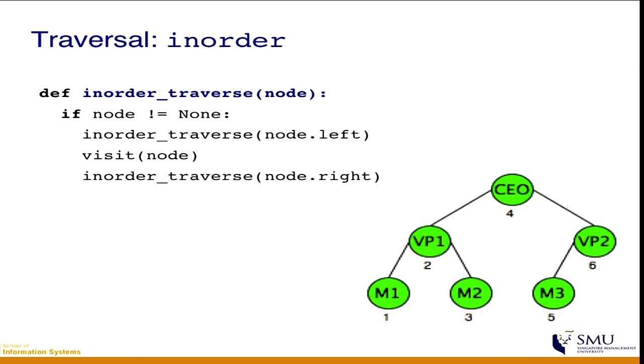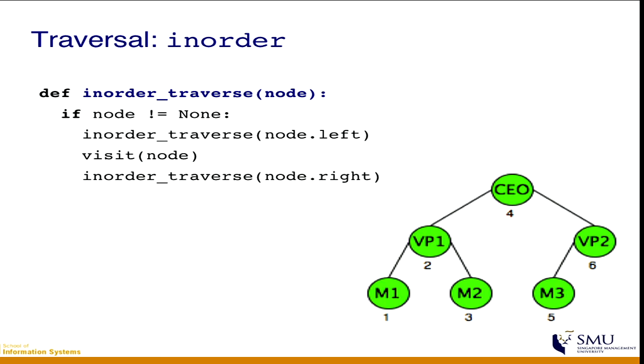So the second one is in order. Now, if you examine the difference between the two, preorder here, in order here: in order, the visit happens between the left and the right. So that means we go to the left first, and then the parent, and then the right. So in this case, we start from the CEO, but we can't visit the CEO directly. So the CEO says, go to the left first. So we go to VP1. VP1 says, you cannot access me directly. You need to go to the left first. So then we will do M1 first, and then the parent, and then the right child.